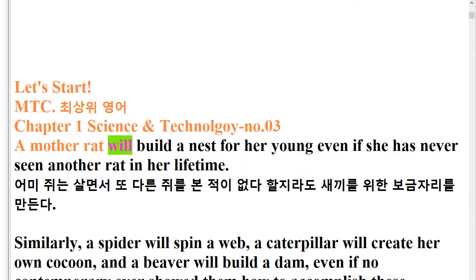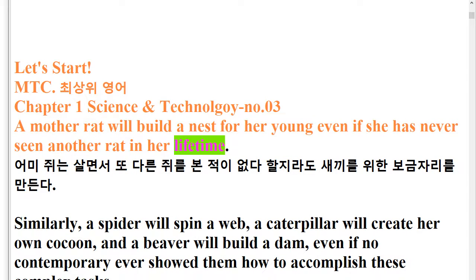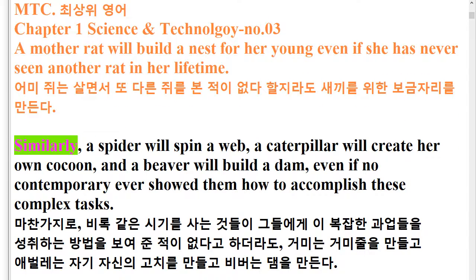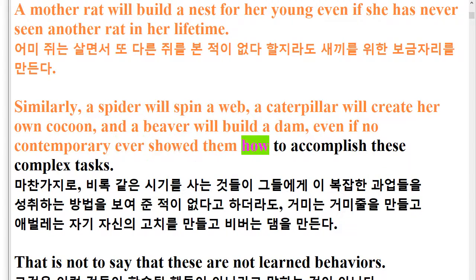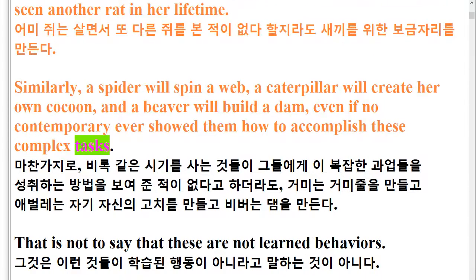A mother rat will build a nest for her young even if she has never seen another rat in her lifetime. Similarly, a spider will spin a web, a caterpillar will create her own cocoon, and a beaver will build a dam, even if no contemporary ever showed them how to accomplish these complex tasks.